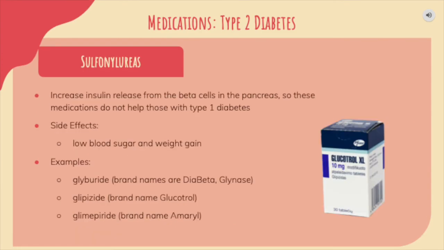Finally, although there are many other medications that can be prescribed for type 2 diabetes, the last one that we're going to take a look at is sulfonylureas, which increase insulin release from the beta cells in the pancreas, so these medications do not help those with type 1 diabetes. The side effects include low blood sugar and weight gain, and some examples are glyburide, glipizide, and glimepiride. In addition to diabetes medications, your doctor might prescribe low-dose aspirin therapy as well as blood pressure and cholesterol-lowering medications to help prevent heart and blood vessel disease.